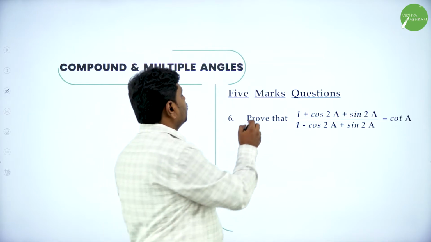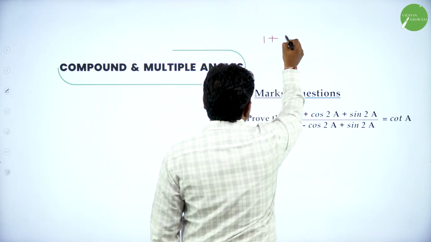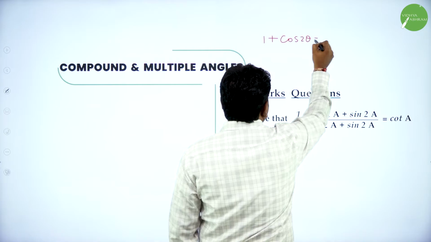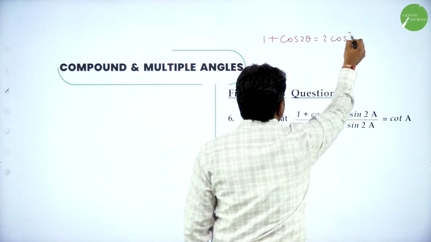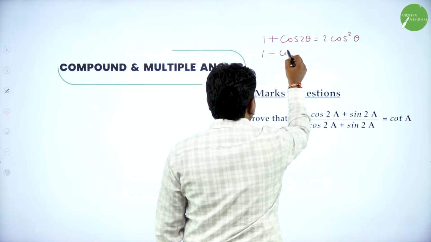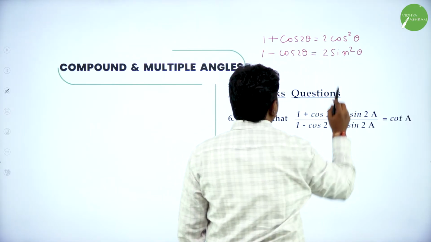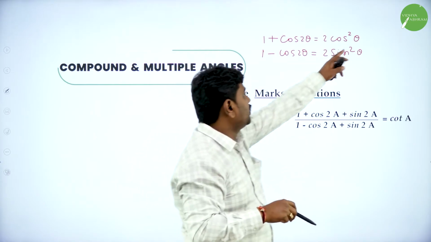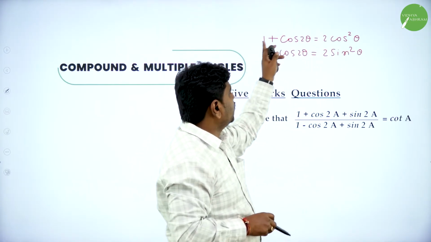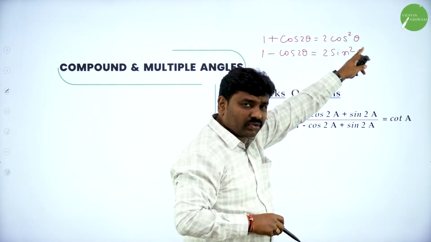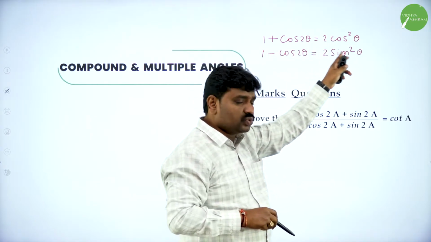Or directly, important results: 1 plus cos 2 theta is 2 cos square theta, and 1 minus cos 2 theta is 2 sin square theta. These are obtained by the cos 2 theta formula. You know, cos 2 theta is 2 cos square minus 1. Minus 1 goes that side, it will become 1 plus. So directly you can use 1 plus cos 2 theta as 2 cos square theta, and 1 minus cos 2 theta as 2 sin square theta.